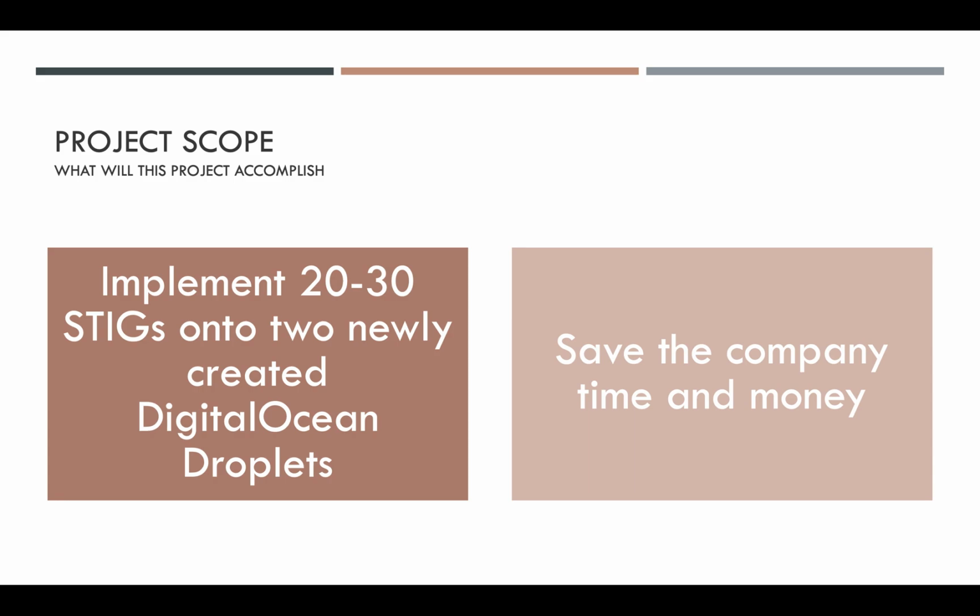So what will be accomplished in this project? This project aims to implement 20 to 30 DISA STIGs onto two newly created DigitalOcean droplets. So this project will utilize Ansible to automate the creation of those droplets and the implementation of the STIGs onto those droplets. All of these steps will be accumulated into a single Ansible playbook. So by using a single Ansible script, it will allow for quicker, more effective installation, and then it will also save a company money and time in the long run.